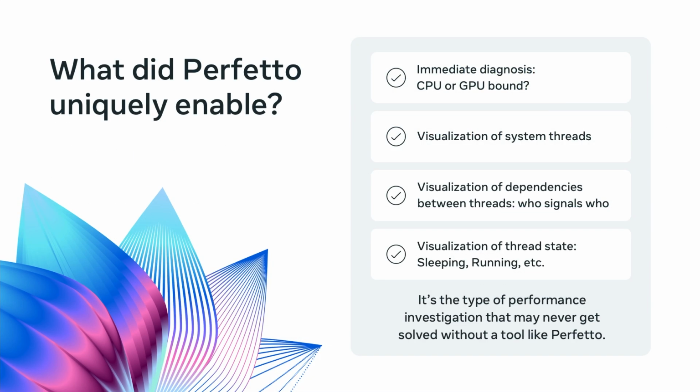Now, we think that Perfetto really uniquely enabled almost all of this. It gave that initial diagnosis, which sure, you can kind of get in other profilers, but if you use something like OVR Metrics tool, maybe you wouldn't know that only a few frames are bad, because most frames actually were good. It allowed you to visualize system threads, which was really important because that's where the problem was. And then it allowed that visualization of dependencies to see, oh yeah, why is Unity main waiting on the system thread work to complete? It's just this type of perf investigation that maybe never gets solved without a tool of this caliber.